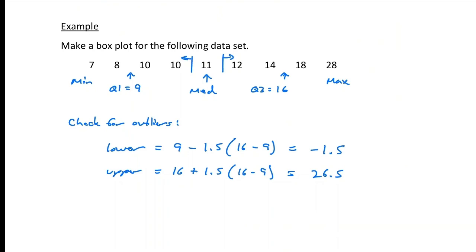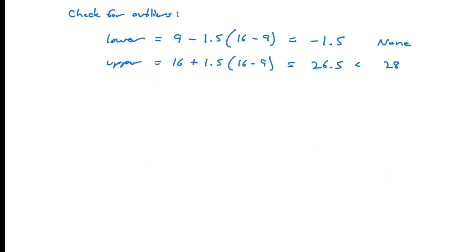Well, clearly on the lower end, 7 is our smallest value. That's bigger than negative 1.5. So there are no lower outliers. But the upper outlier boundary is 26.5. 28 is bigger than that, and so 28 is an upper outlier. Okay. So when we graph this, 28 is no longer the max that ends that tail. It's actually going to be 18 that will end that tail. So let's go ahead and graph this.